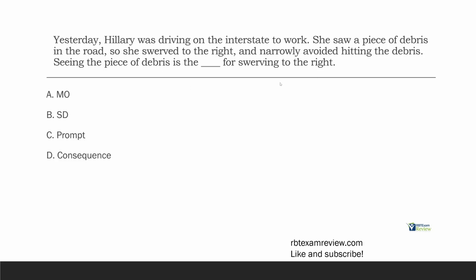So since it's an antecedent, right, we know it's not a consequence. It's not a motivating operation because the MO comes before the SD, okay? It's an SD because, one, it evokes the behavior, right? And then it's signaling to Hillary that reinforcement is now available for swerving, okay? It's not a prompt. Prompt follows the SD. That's a very important distinction, right? MO comes before the SD. The SD is what evokes the behavior, and then the prompt follows the SD. All three come before the response, but in that particular order. And of course, it's not the consequence. When Hillary saw the piece of debris, she swerved, narrowly avoided hitting the debris. The debris is the SD.